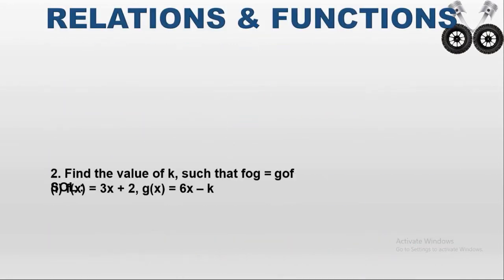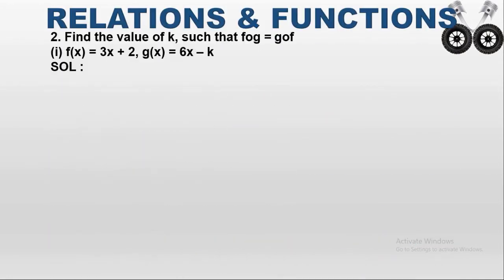Next one is: find the value of k such that f composition g equal to g composition f. So f of x is equal to 3x plus 2 and g of x equal to 6x minus k. So what is the problem given here? We have to find the value for k. For finding k, one condition is given, that is f composition g equal to g composition f. Using this condition, we will find the value for k.